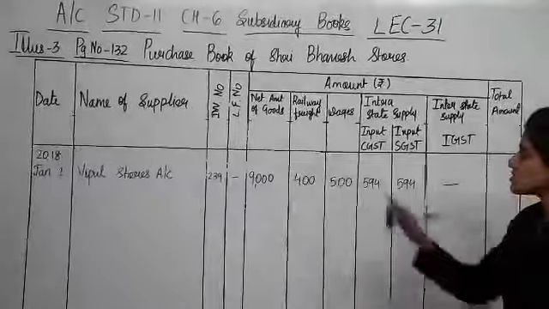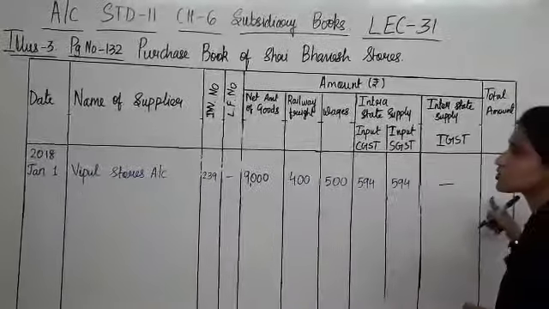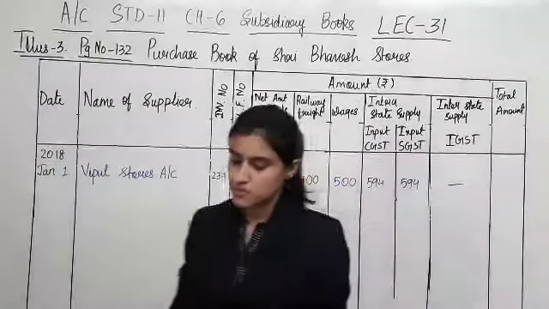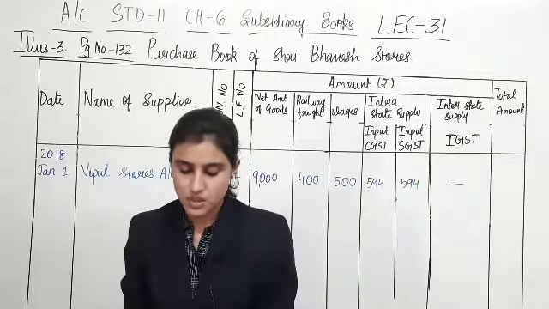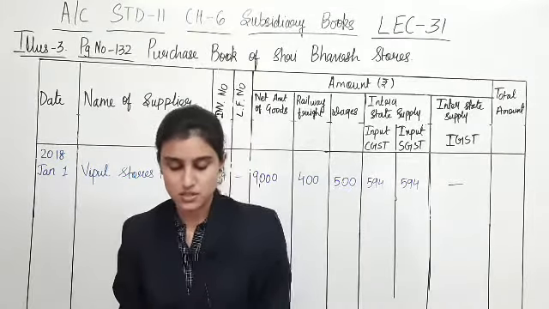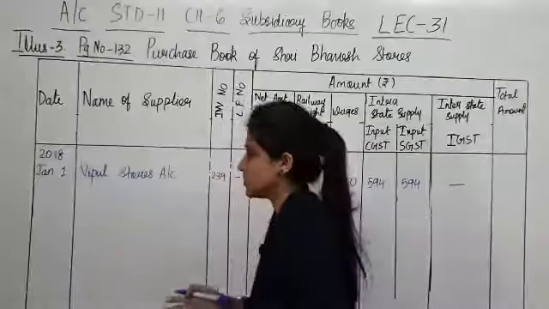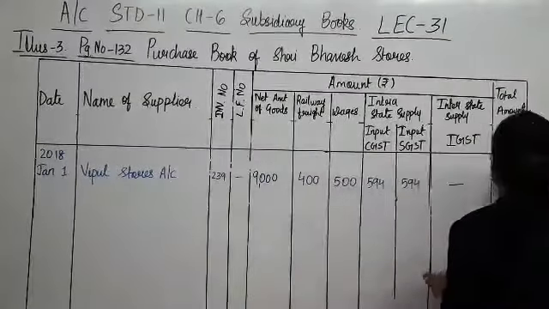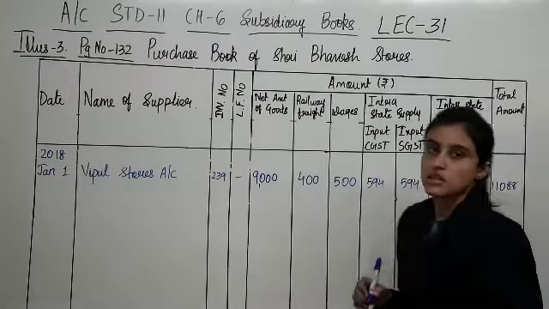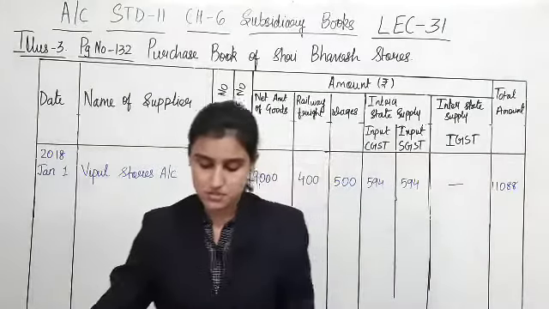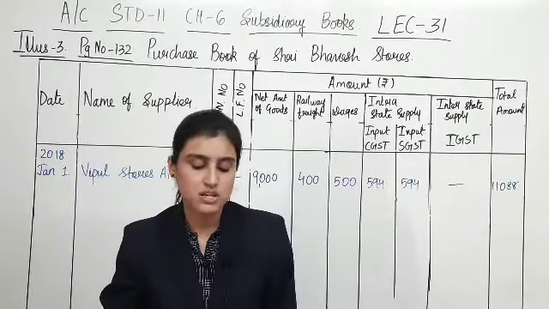Now you are supposed to add this entire amount and mention the total amount. So let me do that. We have already done 9,900 plus 594 twice. That gives you 11,088 rupees. Alright. So hope you were able to understand. Let us begin with the next transaction.